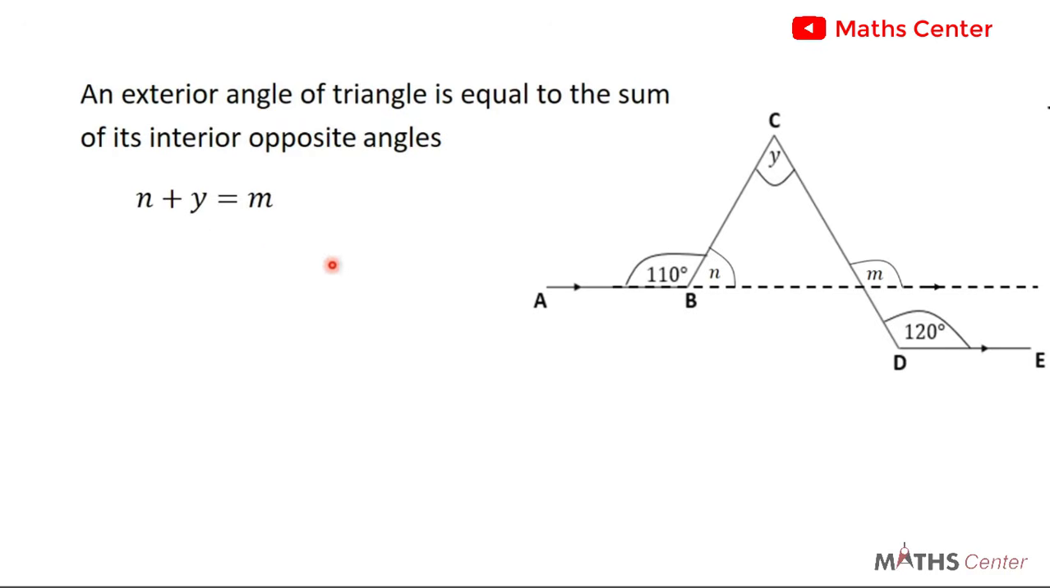So what this means is that n plus y is equal to m, because n and y are the interior opposite angles of m. So n plus y will give us m. Now we have found n, we have found m, so you can find y. N is 70 degrees, m is 120 degrees. So 70 degrees plus y will give us 120 degrees. So you simplify this and you are getting y to be 50 degrees.